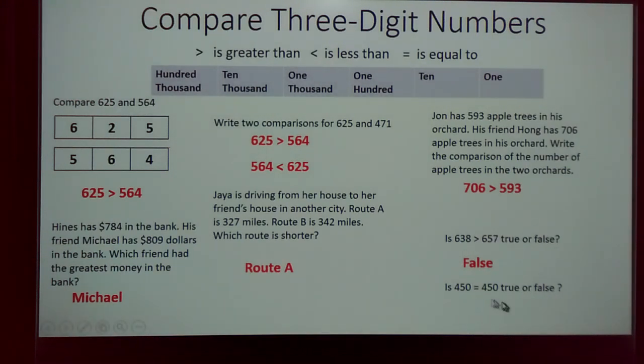Now, is 450 equals 450? True or false? It is true, because on each side of the equal sign, they're the same. So if both numbers on different sides of a symbol are the same, then they're equal.